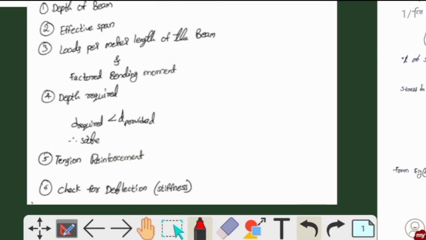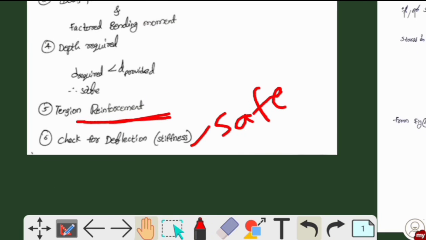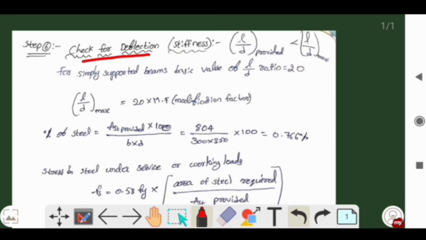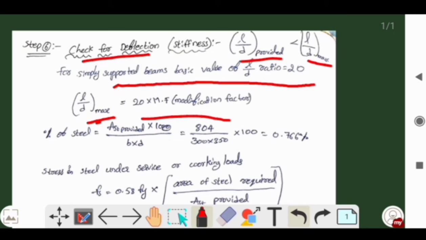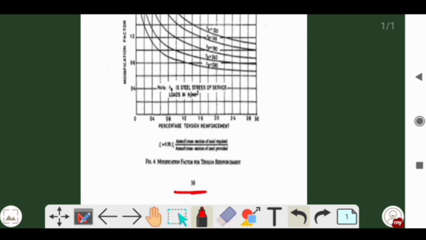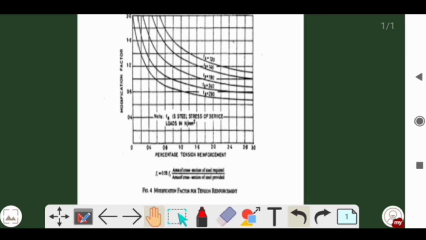After completing the tension reinforcement, we go to check for deflection. If the condition of deflection is okay, the structure is safe. If the condition of deflection is not okay, then we go for redesign. The condition is L by d provided less than L by d maximum. For simply supported beams, the basic value of L by d ratio is 20. L by d ratio maximum equal to 20 into modification factor. This modification factor is obtained from figure number 4 of IS 456, page number 38. This modification factor is found after calculating the percentage of steel and the fs.